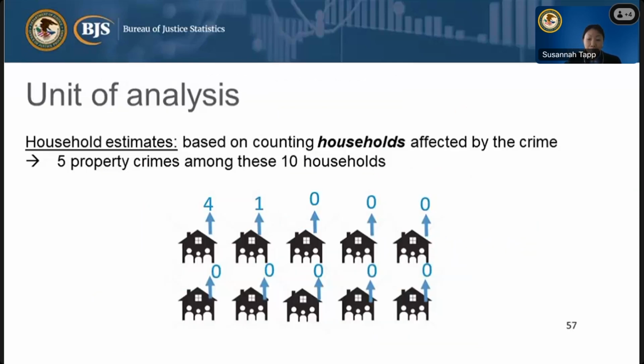So there are multiple types of units of analysis that can be used when analyzing NCVS data. Household estimates are based on counting the number of households that are affected by a crime. So the unit of analysis is the household. So in this example, you can see household 1 experienced 4 victimizations and household 2 experienced 1, but collectively we would say there are 5 property victimizations among this group of 10 households.